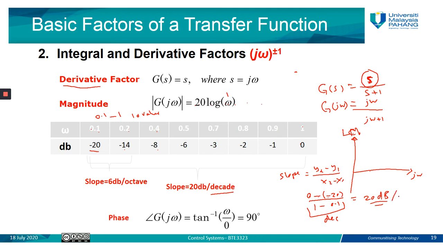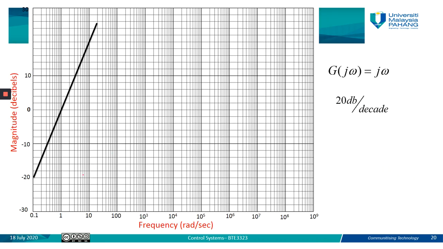Per decade means per each 10 values. Here we have 10 values from 0.1 to 1, which is 0.1, 0.2, 0.3, 0.4, 0.5 until 1. So this we call 20 dB per decade. If we want to draw this line for the log magnitude, we are going to see such a line. It starts when ω equals 0.1, the dB is equal to negative 20. When ω equals 1, the dB will equal 0.